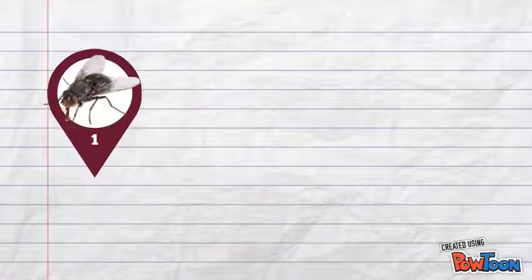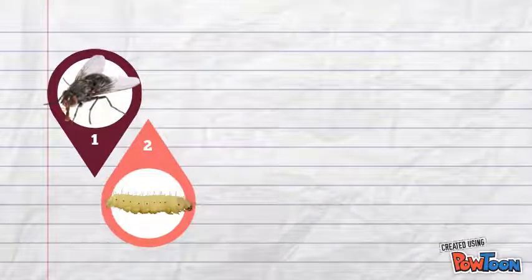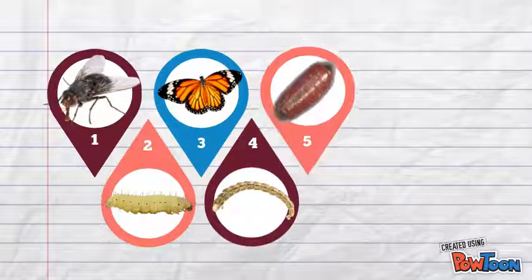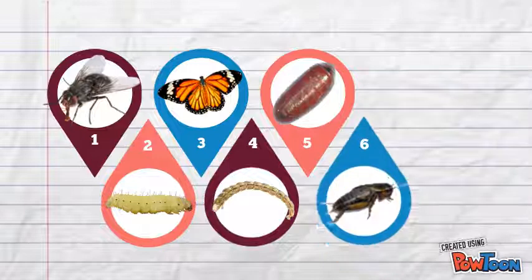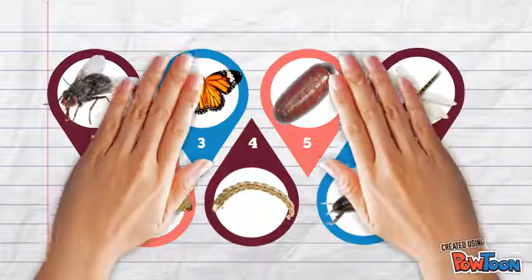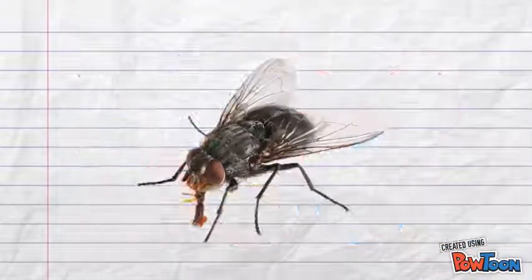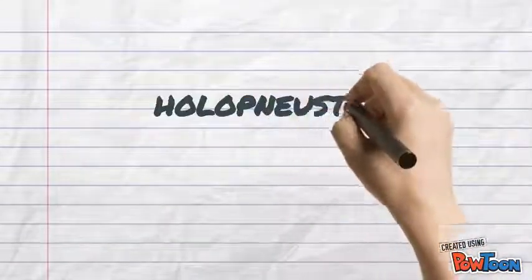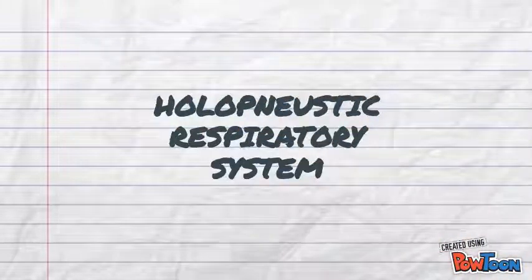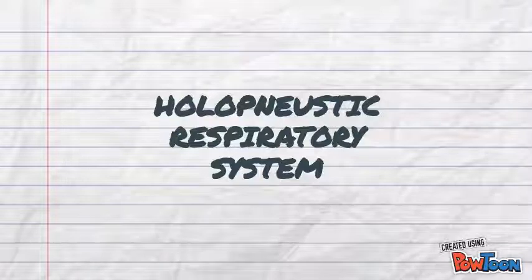The respiratory system of insects is classified according to the number and position of spiracles. You can notice that their names have the suffix pneustic, from a Greek word that means breathing. Holopneustic respiratory system has 8 pairs of spiracles on the first 8 abdominal segments and 2 pairs found on the metathorax and the pro or mesothorax, and it is found in the dipterans and some hymenopterans.